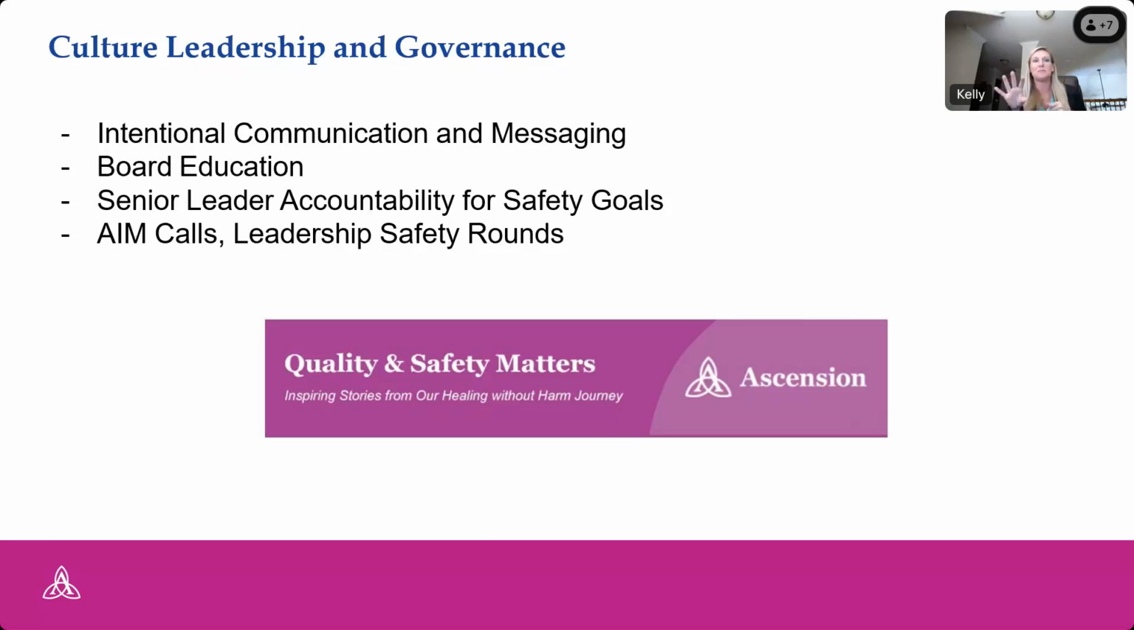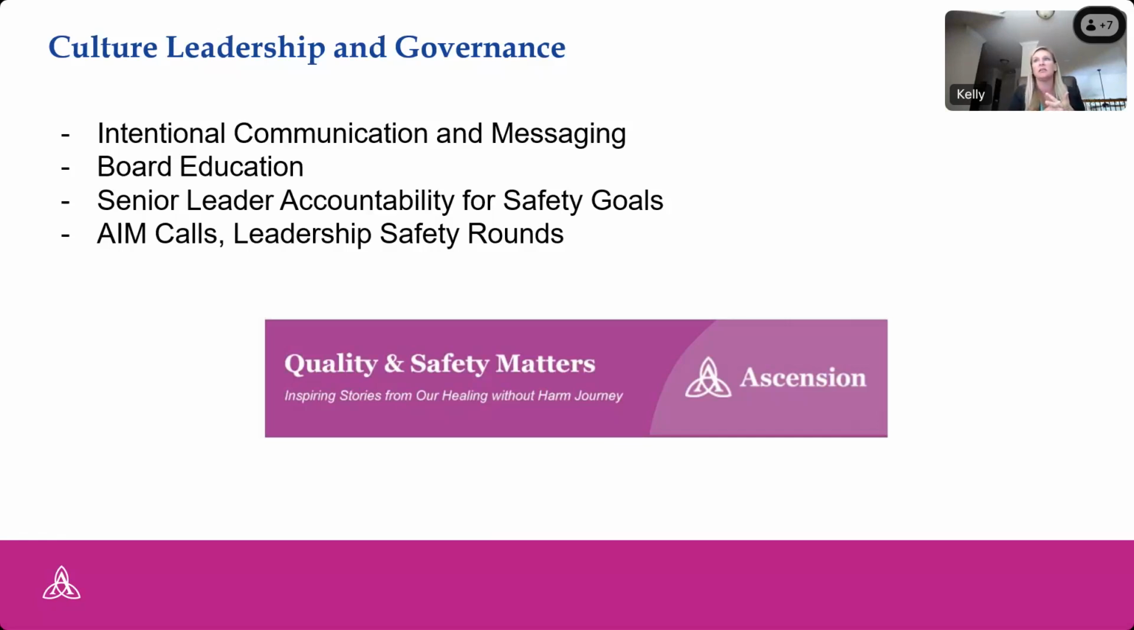I put a picture here of the header for our Quality and Safety Matters newsletter. I'm super excited to say that as a result of some of this work and conversations we've had, since October, we have been sending a bi-weekly newsletter to every associate across the Ascension organization around quality and patient safety. That is a first for us and was a huge win for our organization, and our associates have voiced how appreciative they are to see that communication and learn about what is happening across our organization.